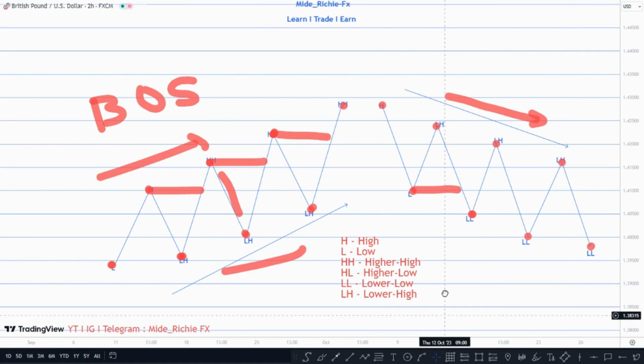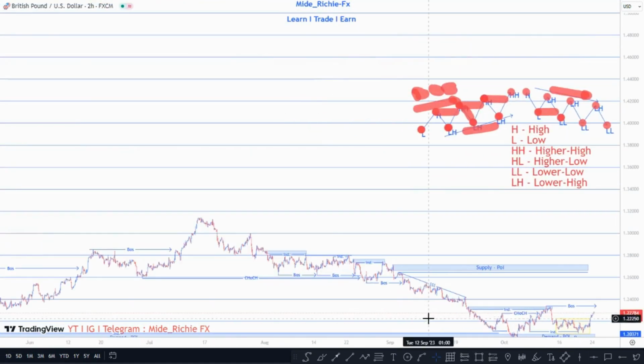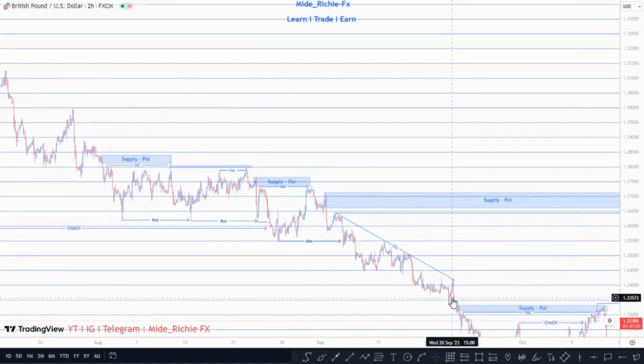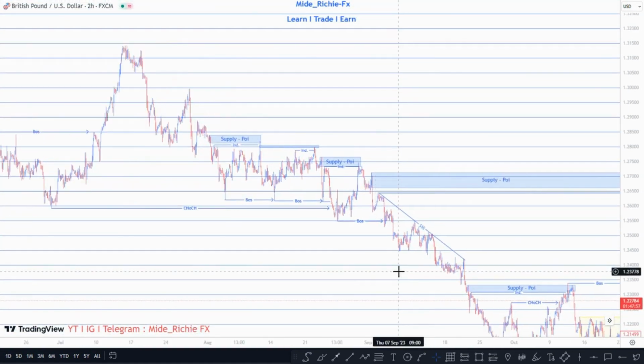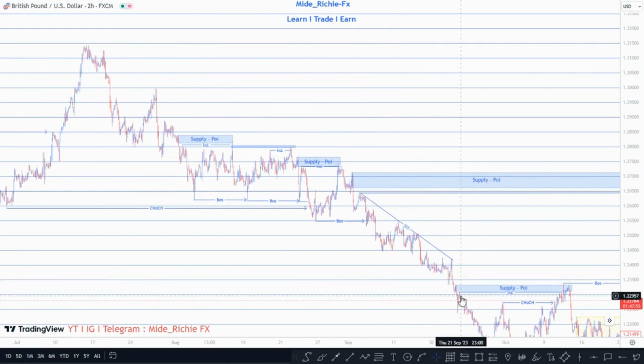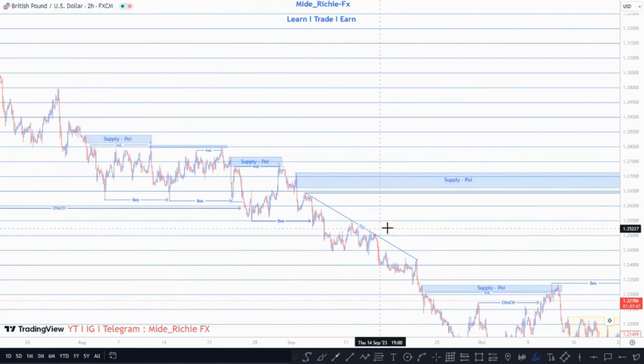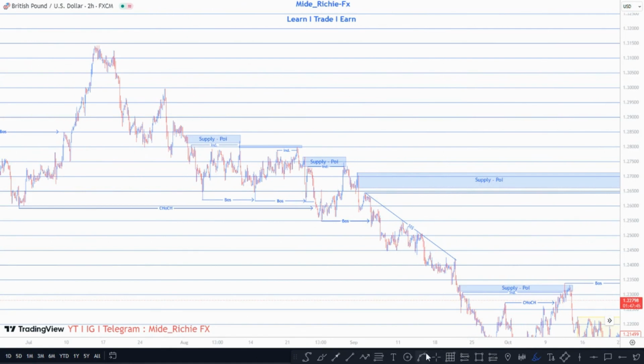So now let's get to the chart and see how the market prints its structure, or how we can identify the structure. As you can see, this is the 2 hour on GBPUSD, and you can see that the market is very much going to the downside. That's very simple and straightforward. The market is going to the downside, so that's a very bearish structure.